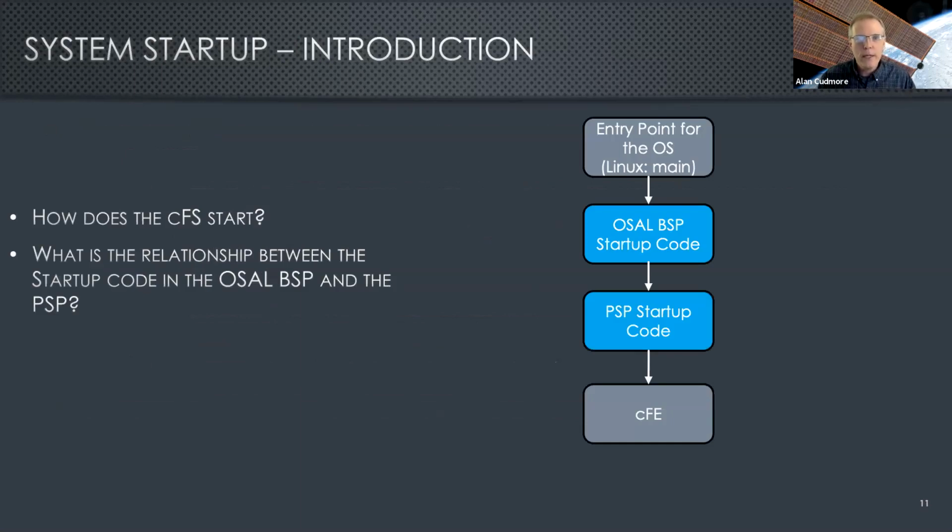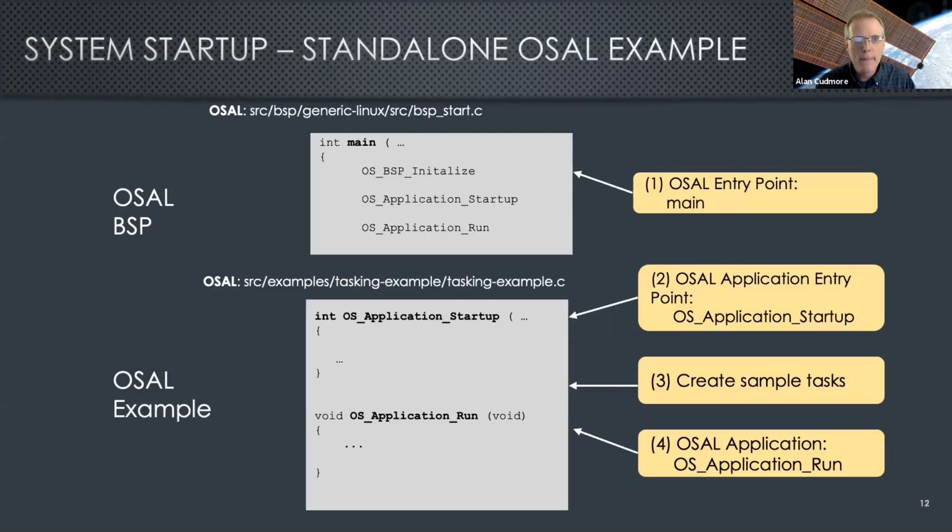So now I'm going to switch gears and talk about how the CFS starts through the platform layer. I mentioned that the CFS startup now depends on the OSAL BSP code, so let's take a look at how that works. Next slide, please. In this slide, I wanted to give you a quick walkthrough of how a standalone OSAL example starts up. A standalone application is like an OSAL test or the included tasking example where there's no CFS involved. So let's walk through the steps real quick.